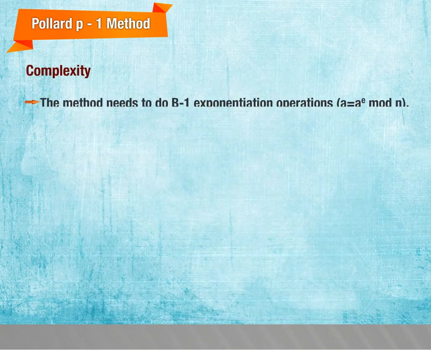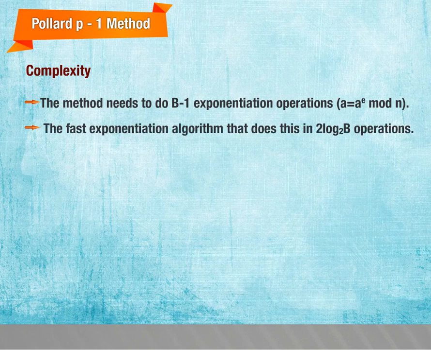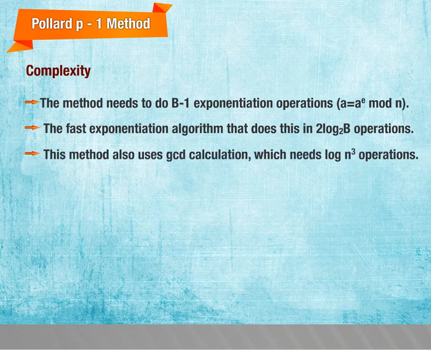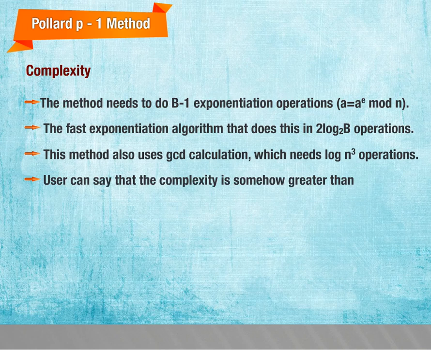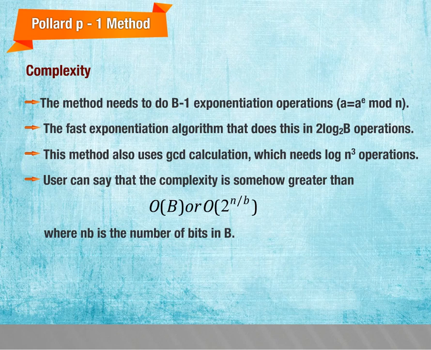Complexity. The method needs to do B-1 exponentiation operations, that is a equal to a to the power e mod n. The fast exponentiation algorithm does this in 2 log base 2 of B operations. This method also uses GCD calculation, which needs log n cube operations. We can say that the complexity is somewhat greater than order of B, or order of 2 to the power nb, exponential, where nb is the number of bits in B.